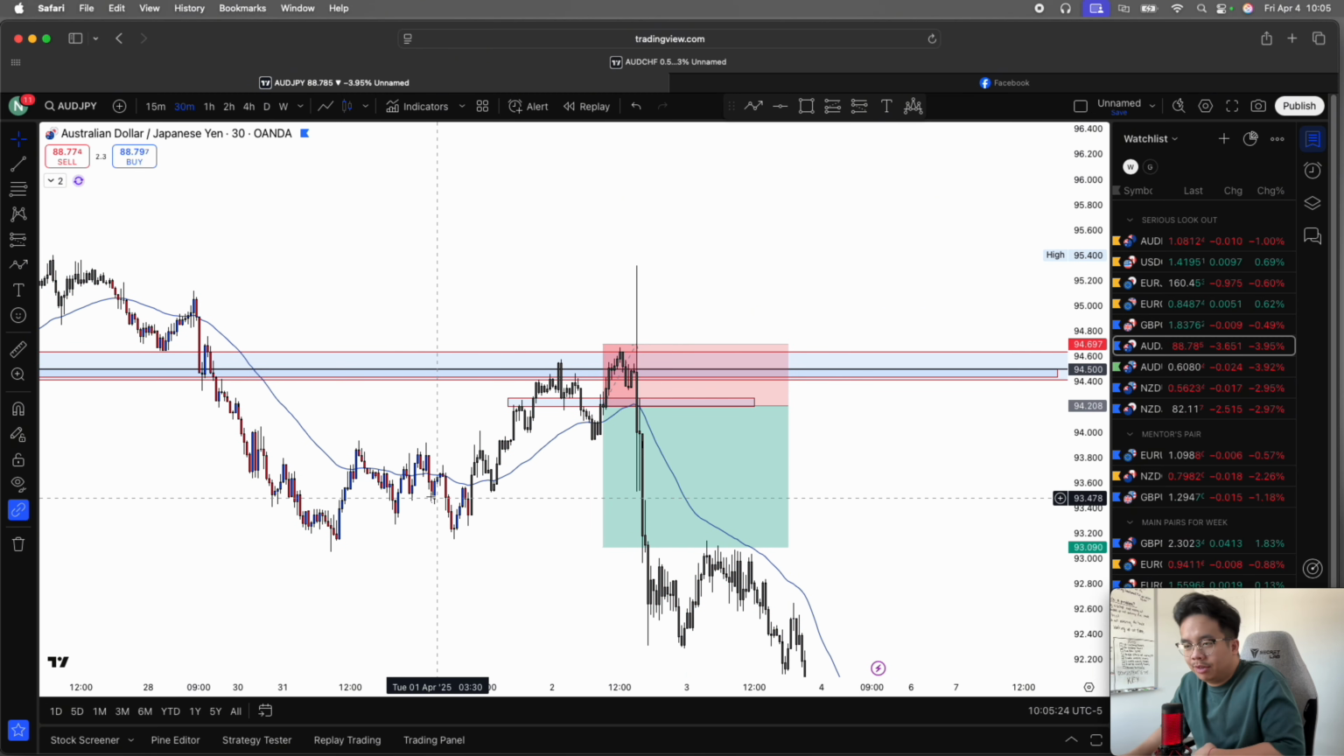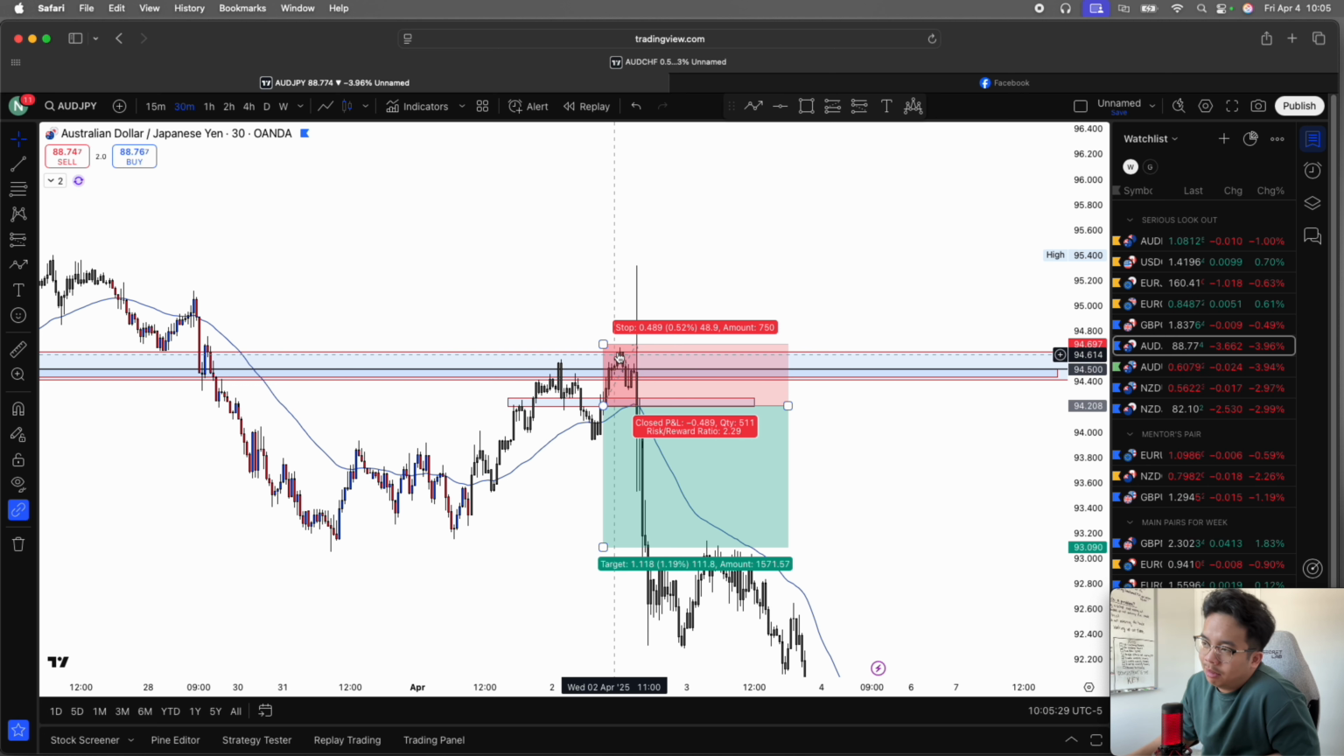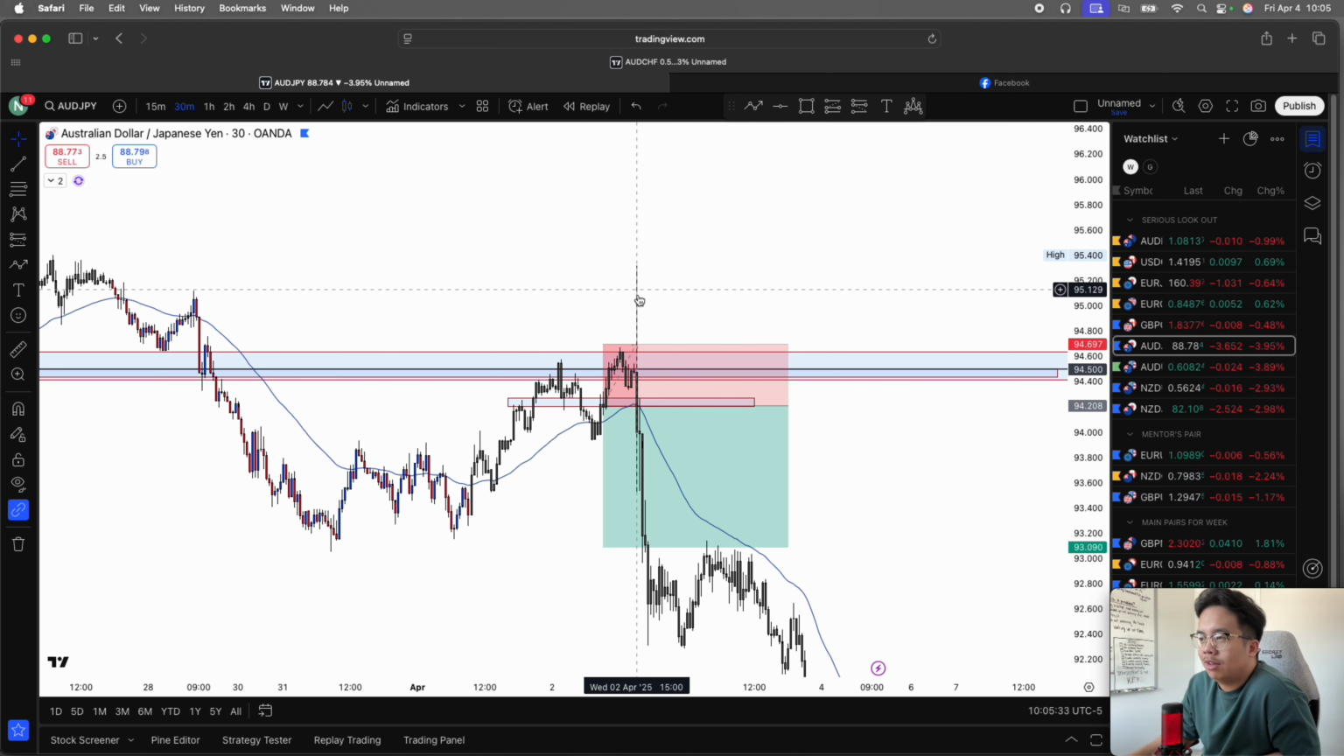As you can see over here, we went to the upside, almost hit our stop loss, and then we went to the downside and hit our stop loss by a wick. As you can see, the wick right there, and a body close below it, and it went to the downside.